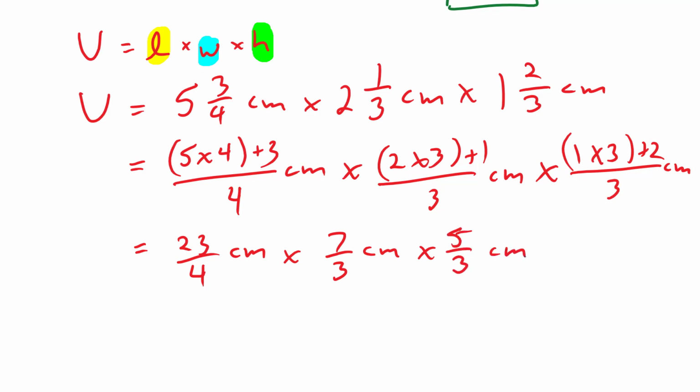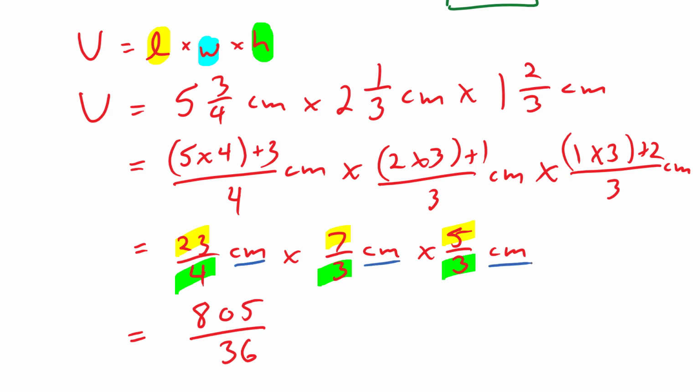Now that we have them all as improper fractions, let's multiply the numerators and the denominators to get our new number. Now, look at these centimeters here. You have centimeters times centimeters times centimeters. If I had 3 times 3 times 3, how could I express that?